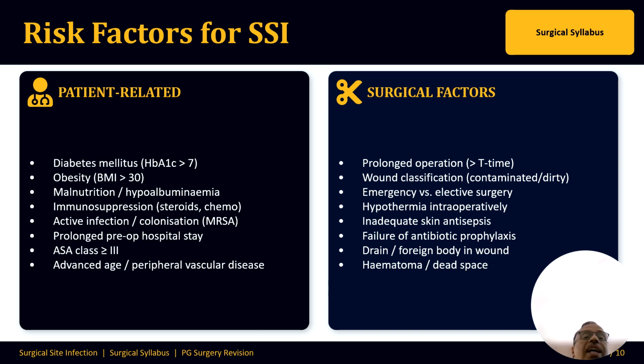Any patients with anesthesia ASA grade more than 3 or class 3 would be considered at risk of development of SSI. And also advancing age, elderly patients, patients with peripheral vascular disease or peripheral arterial diseases are also at risk of development of surgical site infections.